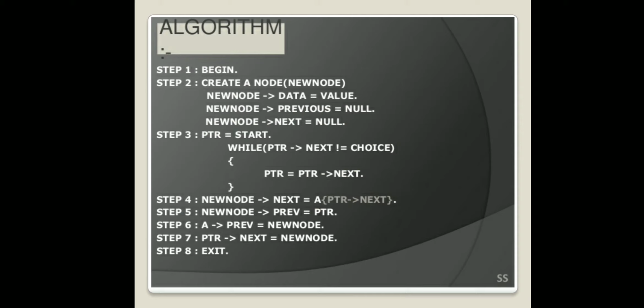So begin. Step 2, if you want to create a new node, new node of data is nothing but the value, new node of previous is nothing but null, new node of next is nothing but null. Step 3, PTR equal to start here. PTR is nothing but the pointer which takes the address of the node. While PTR of next is not equal to the chosen position, PTR is nothing but PTR of next. Step 4, new node of next is nothing but A. Step 5, new node of previous equal to PTR. Step 6, A of previous equal to new node. Step 7, PTR of next equal to new node, exit.